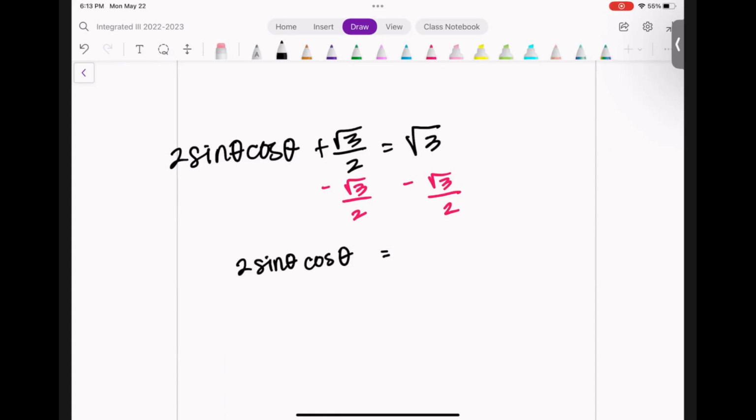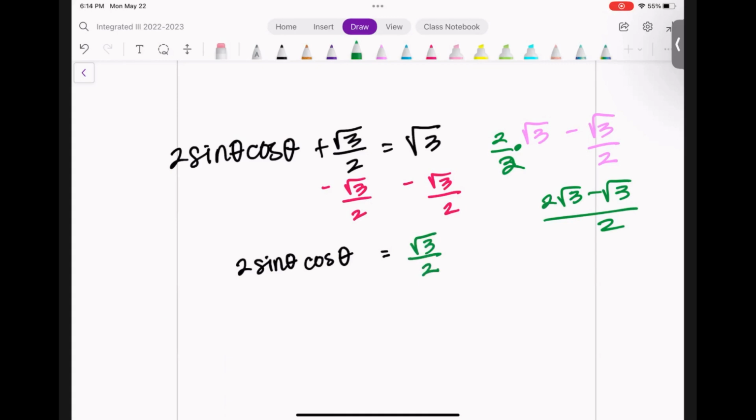And then in my head, I'm going to do this off to the side. Root 3 minus root 3 over 2, I need a common denominator. My common denominator in this case is going to be 2, so I'm going to multiply this one by 2 over 2. Now I have 2 root 3 minus root 3 all over 2, which is just root 3 over 2. Is everybody okay with that?